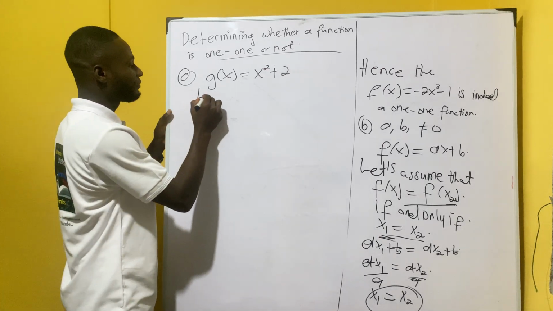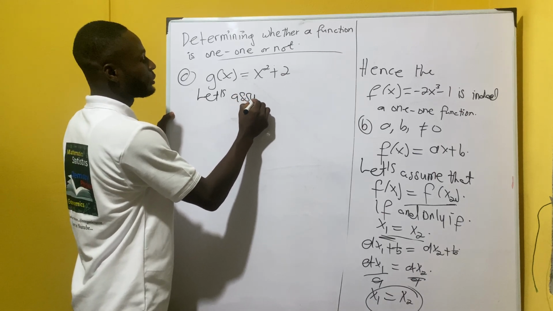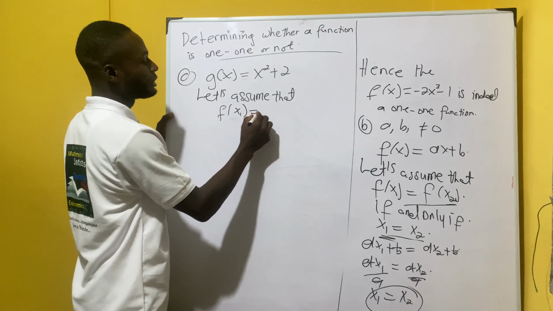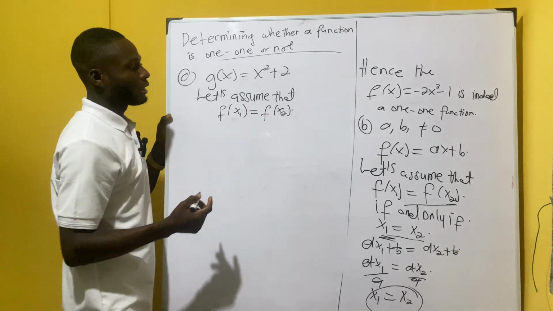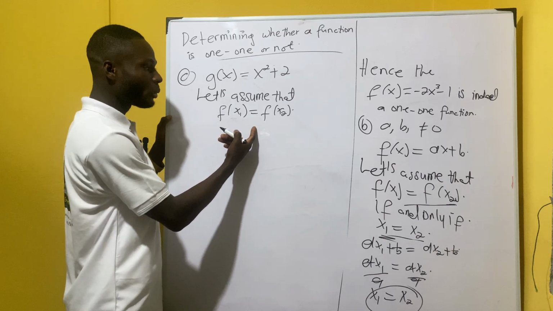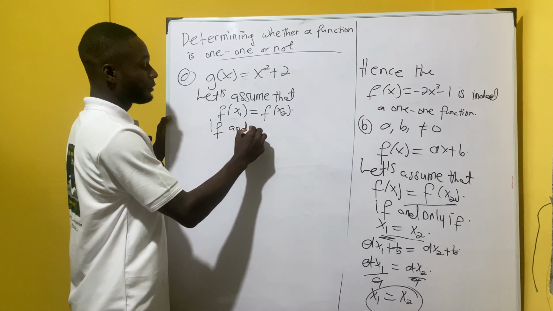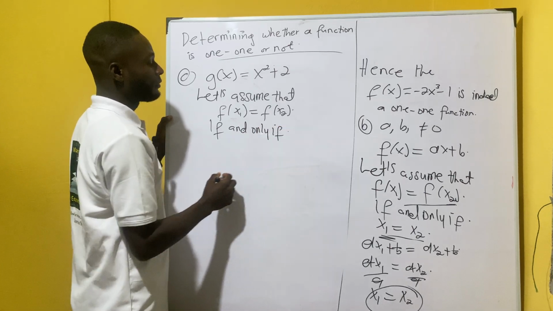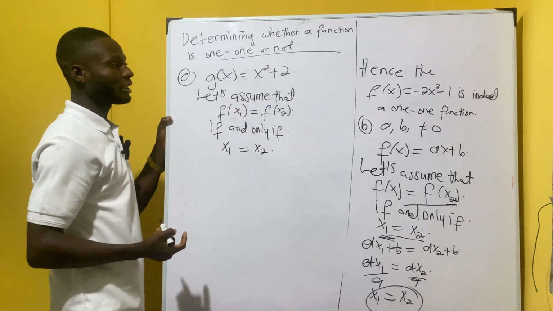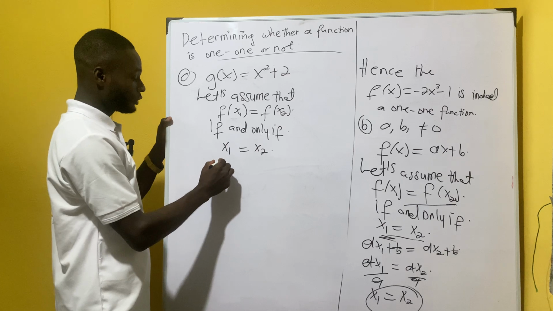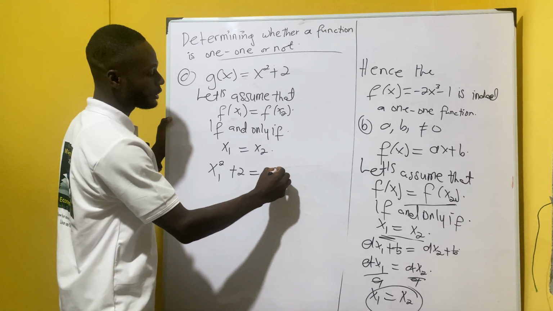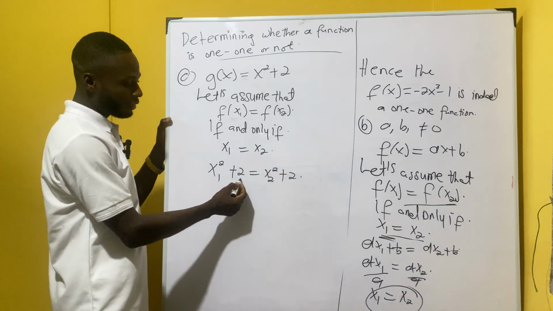So here we also have to assume that f of x1 should be equal to f of x2. This can be a, this can be b, either way. So this will only work if and only if x1 is equal to x2. So let's take the function: we have x1 squared plus 2 should be equal to x2 squared plus 2. So we take off this.